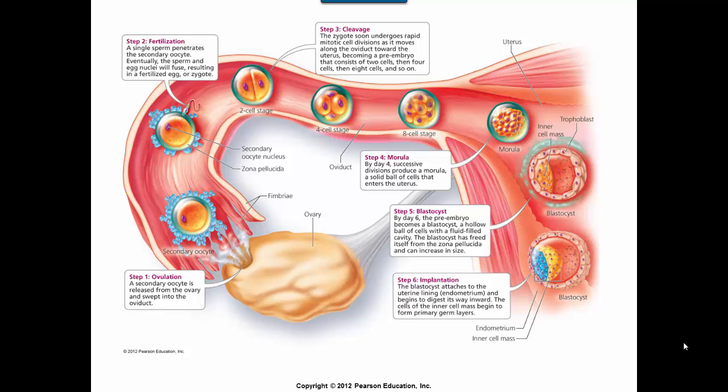By day 6, the pre-embryo becomes a blastocyst, which is a hollow ball of cells with a fluid-filled cavity. The blastocyst has freed itself from the layer of the zona pellucida, thus it can increase in size. Implantation occurs in the uterus. The blastocyst attaches to the uterine lining, the endometrium specifically, and begins to digest its way inward. The cells of the inner cell mass begin to form the primary germ layers.